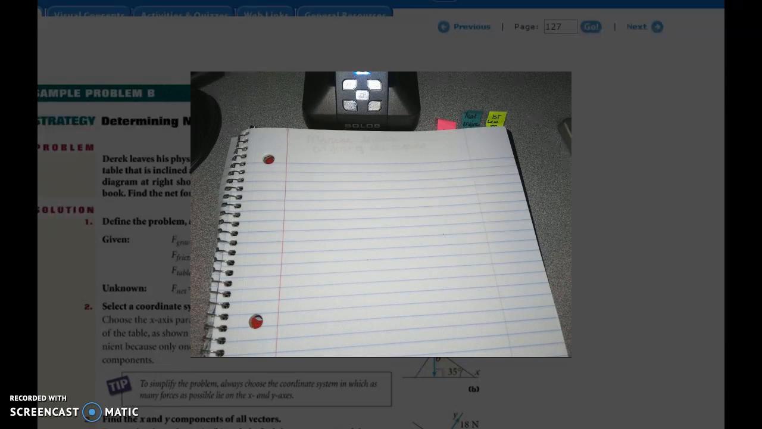So the problem on page 127, it says, Derek leaves his physics book on top of a drafting table that is inclined at a 35-degree angle. The free body diagram at the right shows the forces acting on the book. Find the net force acting on the book.